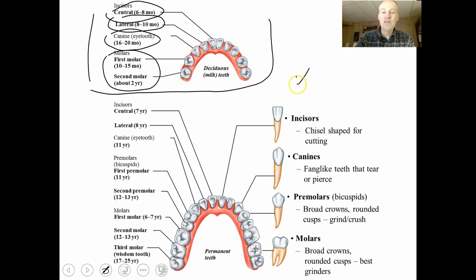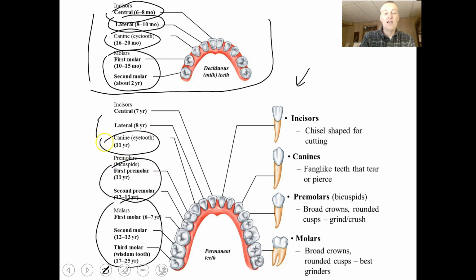Once you get your permanent teeth, then you'll have 3 molars on each side. You'll have 2 premolars, and then you'll have a pair of canines, and then you'll have 4 incisors altogether. Okay, so we have 6 molars, 4 premolars, 2 canines, and 4 incisors for the top, and then the same for the bottom.